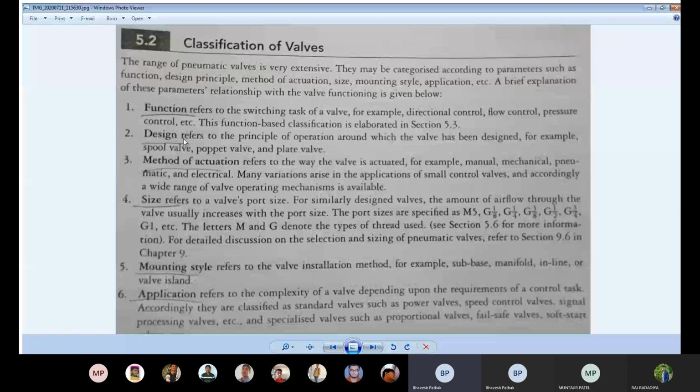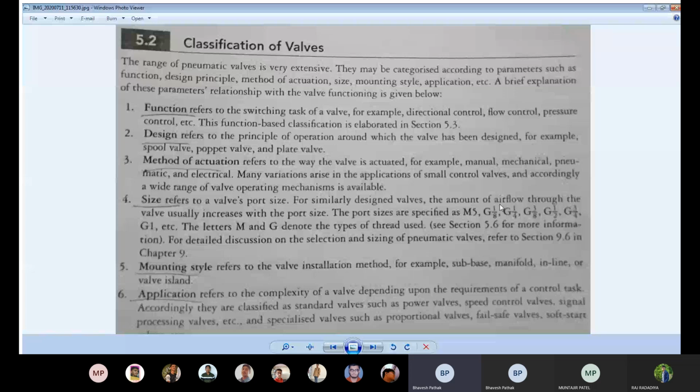According to size, size refers to the valve port size, and it is nothing but a thread size, which is generally considered in M and G gauge. M is for metric and G is for the British standard gauge, BSG. So it can be classified as M5, M7, M6, and according to G, it is G 1/8, G 1/4. So it may be in inches or something.